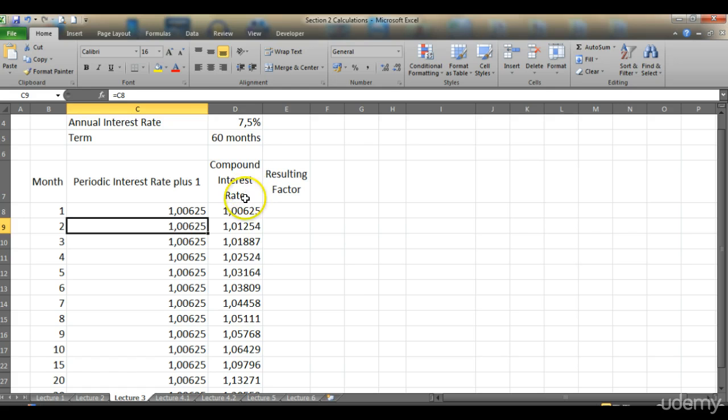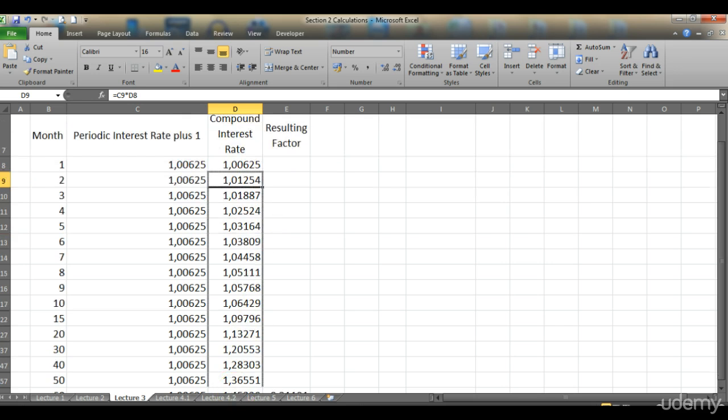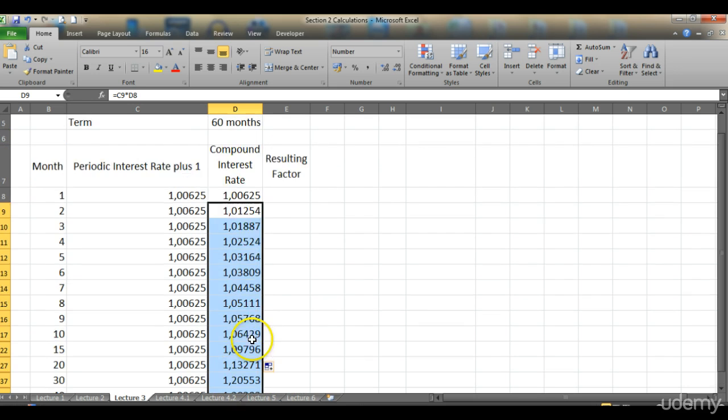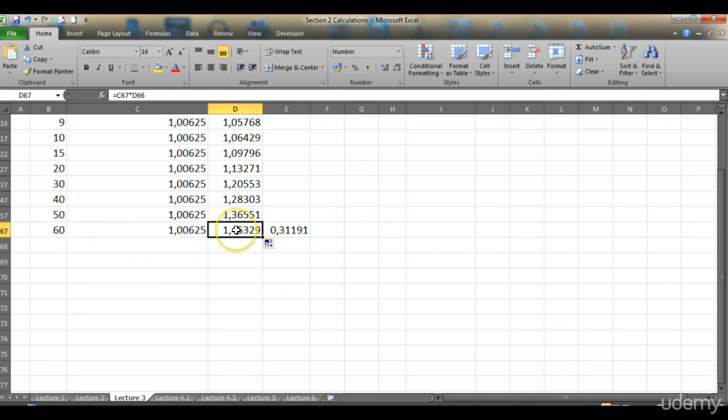The compound interest rate for the first month is the same as the periodic interest rate, and for every consecutive month the formula is the compound interest rate from the previous month multiplied by the periodic interest rate plus 1. And here you see it is the same: the previous month and periodic interest rate plus 1. So when we drag this to the end, we will get the compound interest rate for the last month.